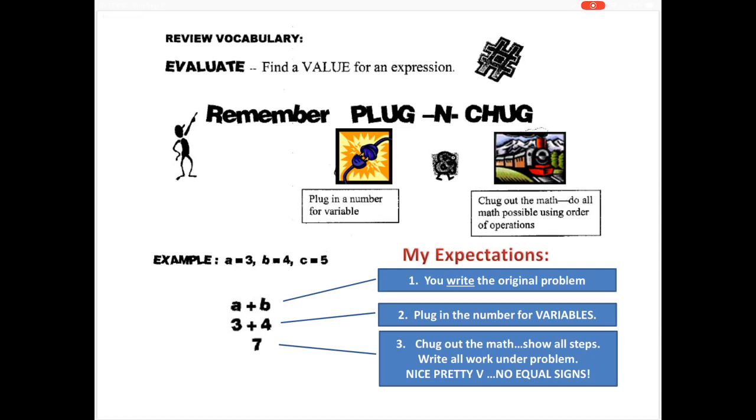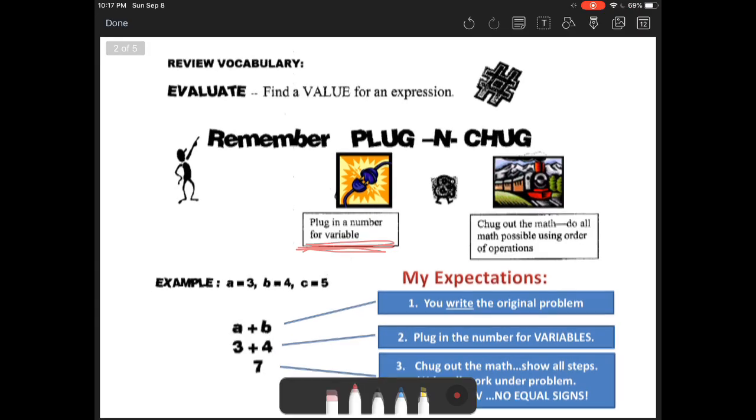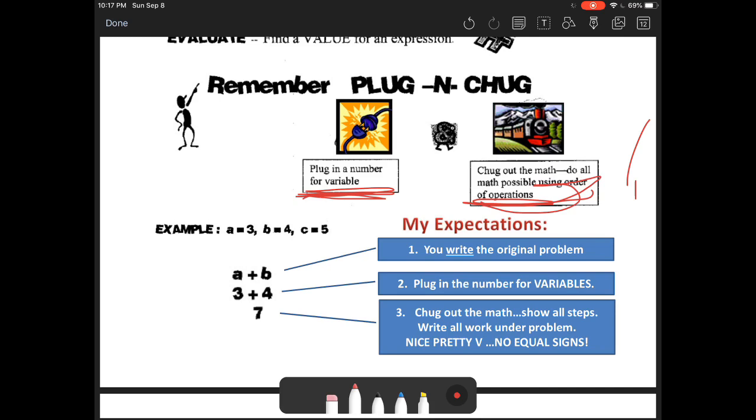That means you have an expression, which is a series of variables, numbers, and symbols, and then we want to find the value of it. So to evaluate means we're going to plug in a variable and then chug out the math. So here we go. So a couple of things about evaluating expressions. There's 3 expectations that we have to do.